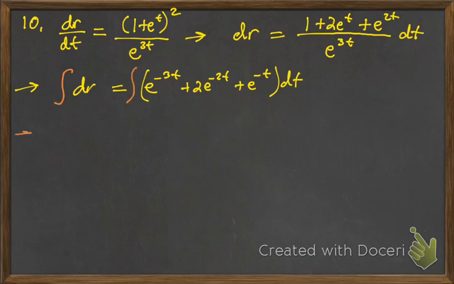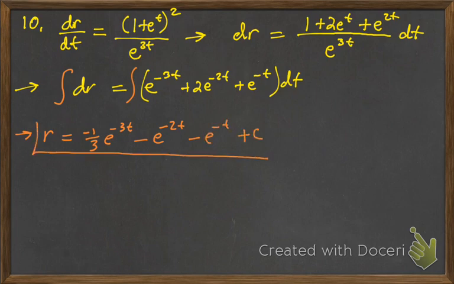Now we're going to integrate both sides. Left hand side is r, and then we'll have negative 1/3 e to the negative 3t plus, well, sorry, it'll be minus because it'll be 2 divided by negative 2, so negative e to the minus 2t, and then finally minus e to the negative t, and then plus your constant of integration.